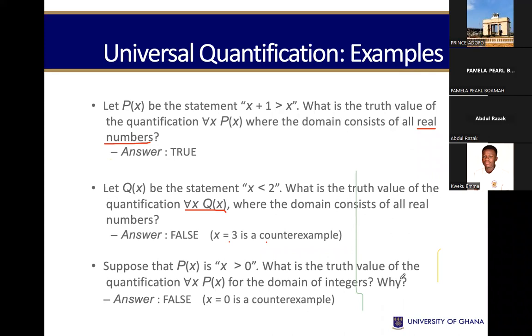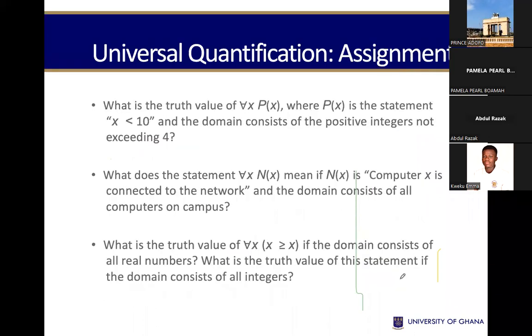All right, so we can move on to existential. Still with the universal, there are still some examples. Let's see quickly. What is the truth value of for all x P of x, where P of x is the statement x is less than 10, and the domain consists of all positive integers not exceeding 4. So here, the domain, we are looking at positive integers not exceeding 4.